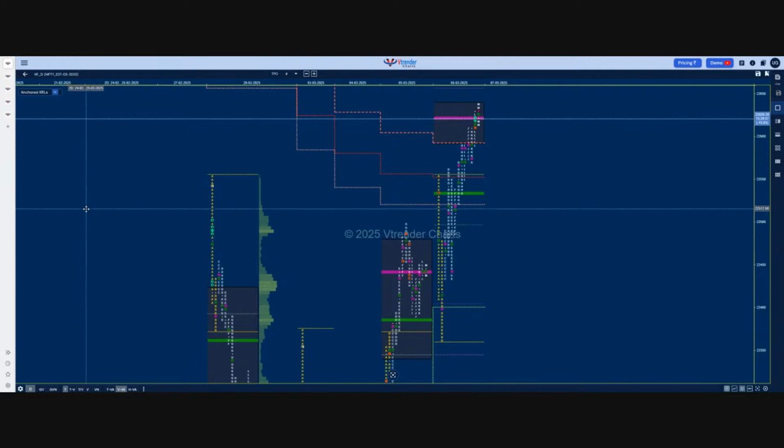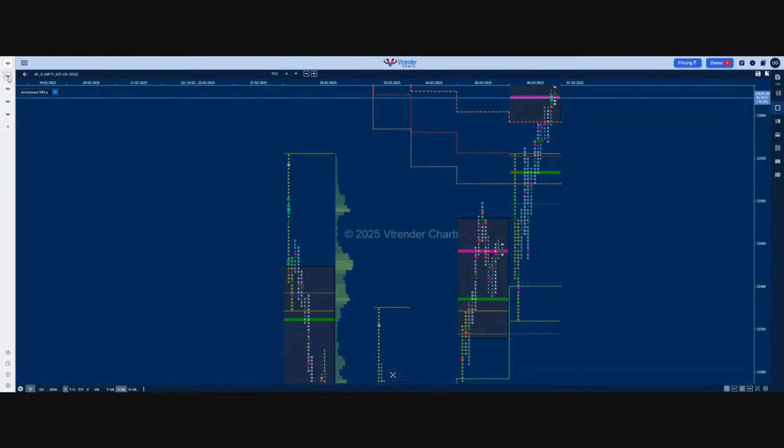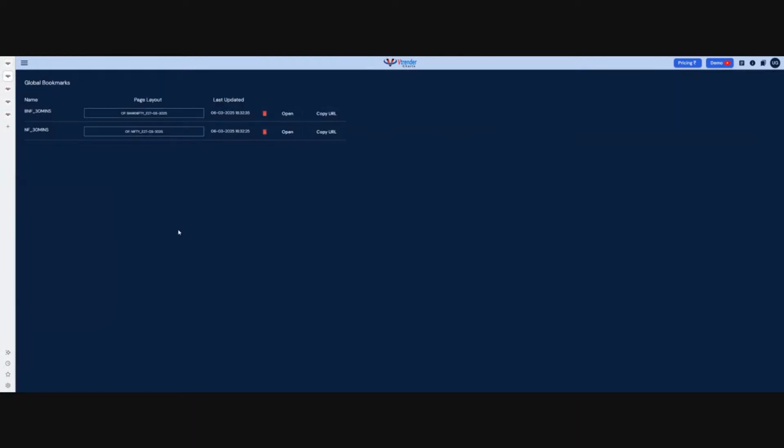So let's now move on to the order flow chart. And there's a very good, interesting feature which has been added in the Vtrender chart section. Previously, we were only able to save the market profile charts as bookmark. Now we are also able to save the order flow chart.